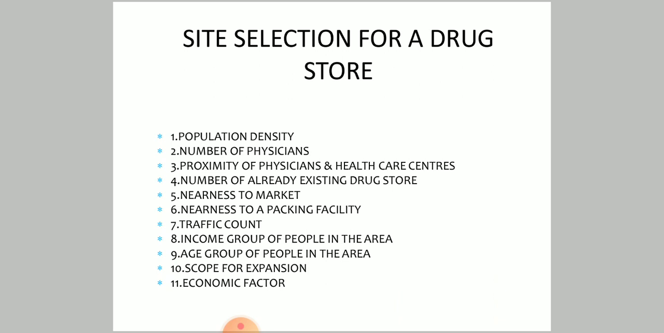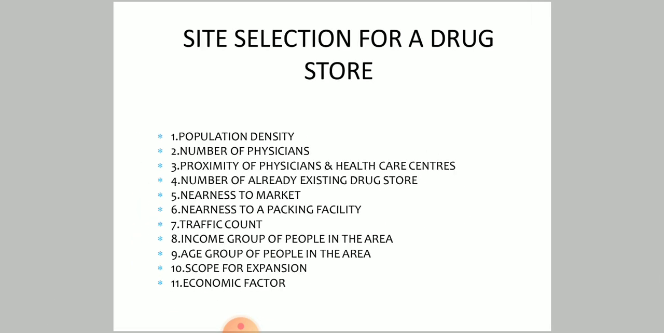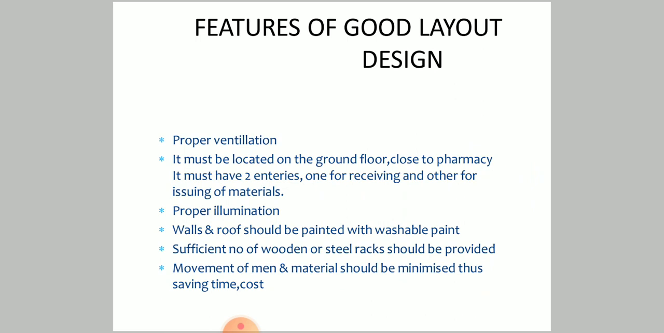The site selection for a drugstore should consider population density, number of physicians, proximity of the physicians and healthcare centers, number of already existing drugstores, nearness of the market, nearness to a packing facility, traffic count and income group of the people in the area, age group of the people in the area, scope for expansion, and the economic factor.